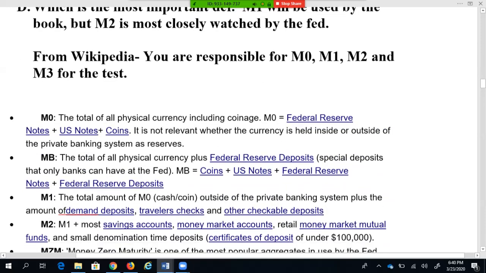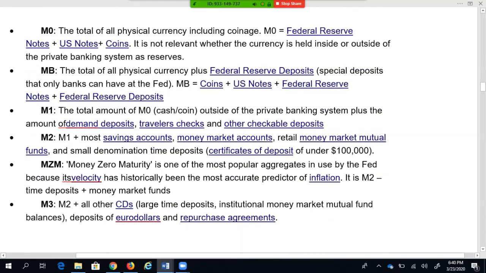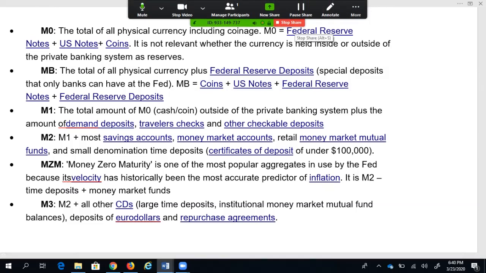Okay, so on the test, you're pretty much only responsible for M1, M2, M3. There's another definition, here's one from Wikipedia. If you want to look at the Wikipedia definition, they have a whole bunch. I haven't seen the test go over more than M1, M2, M3, but they do have M0, which is just cash and coins. How would this appear on the test? Okay, so that's it on the money supply. They can be tricky with this on the test.